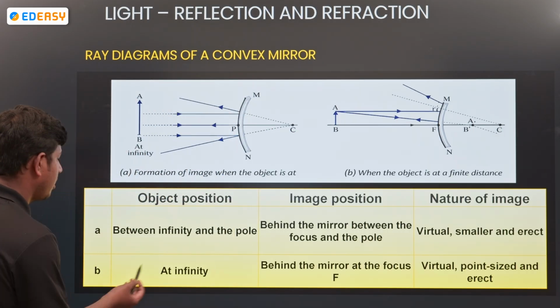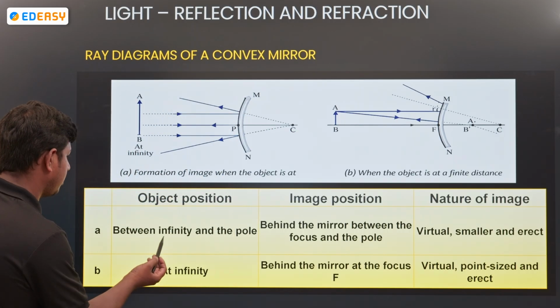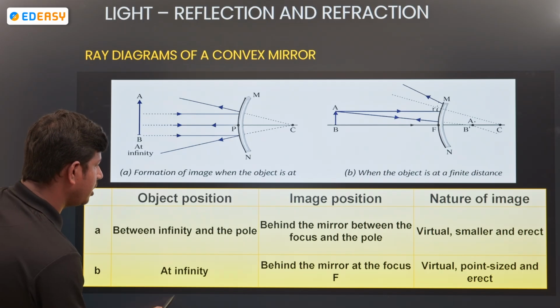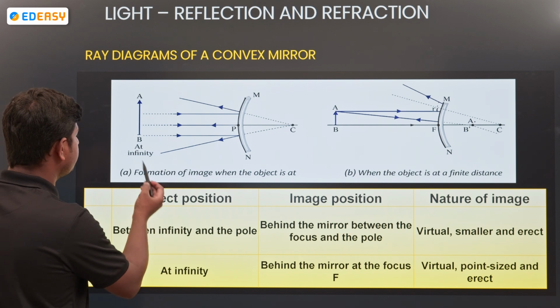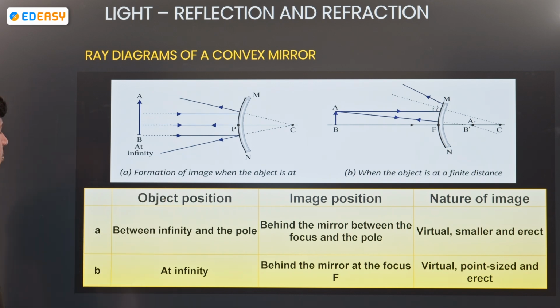See, the object at infinity, between infinity and pole. See here, where is the object position?